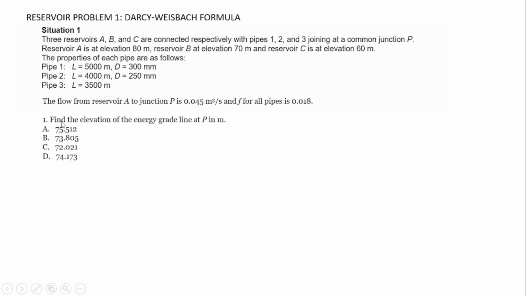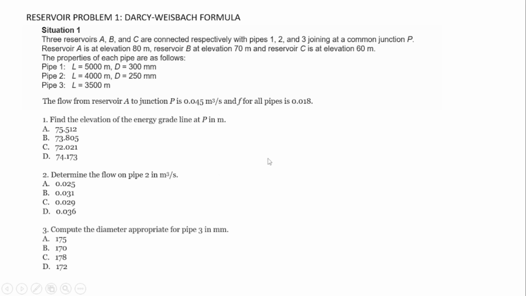Question number 1, find the elevation of the energy grade line at P in meters. So we are asked here the elevation of the piezometer reading. Then question number 2, determine the flow in pipe 2 in cubic meter per second. And question number 3, compute the diameter appropriate for pipe 3 in millimeters. That's why we don't have a diameter here.